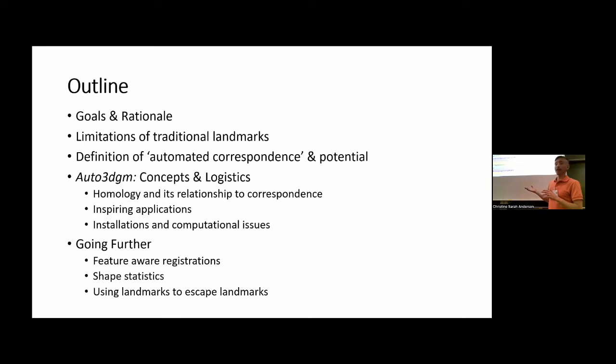I'll give a definition of automated correspondence, and then talk about the implementation that we have developed called Auto3D-GM. Many of you have probably heard about it and been frustrated with it, so I hope to present what I think are some good updates to it, along the lines of, Mike, what you were talking about, computational improvements that make it a lot faster. And then if I have time, and this might be what I'll talk about tomorrow if I don't, going further, some other things that we can do.